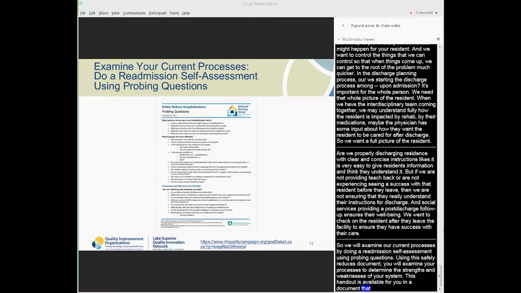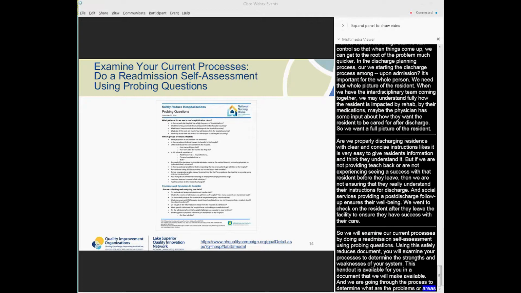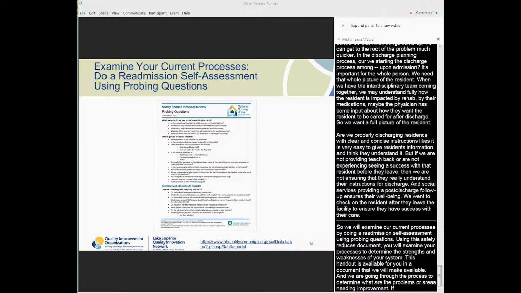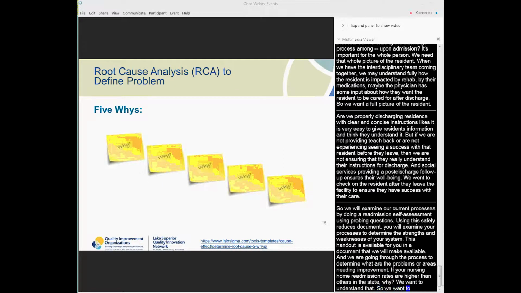If your nursing home's readmission rates are higher than others in the state, why? We want to understand that. So when we want to understand why certain situations are occurring, we're going to use the 5 Whys tool to conduct a root cause analysis.